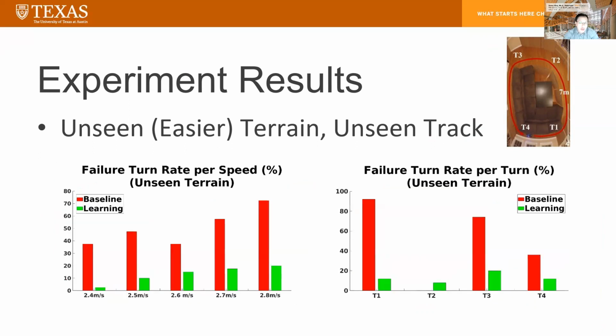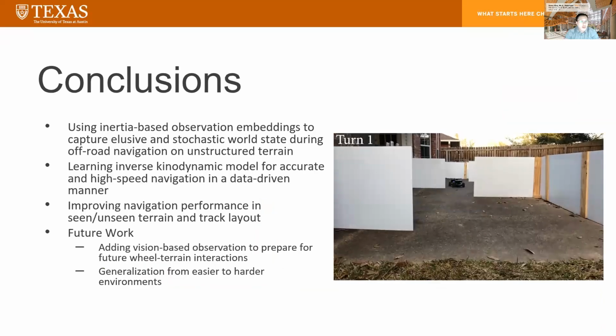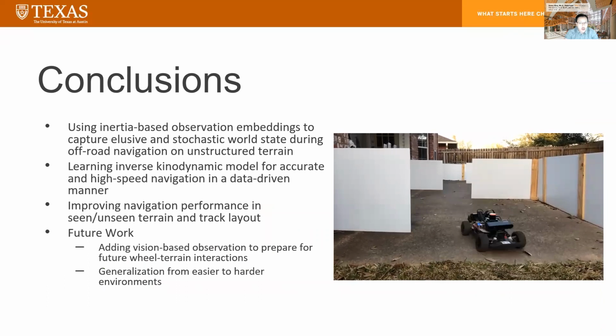You can also see similar trends in terms of the failure turn rate per speed and per turn in this unseen terrain. The learned inverse kinodynamic model performs much better than the baseline handcrafted model. Of course, we speculate that the generalization would not be as good if the model were trained indoors on easy terrain, but applied outdoors. So I would like to share a video of the robot executing the learned model.